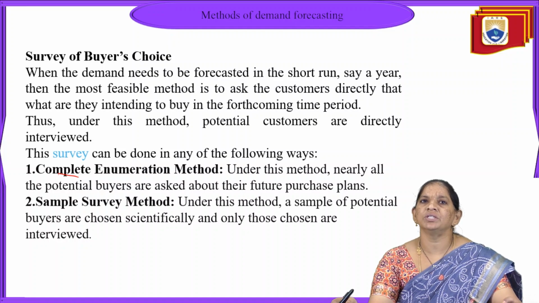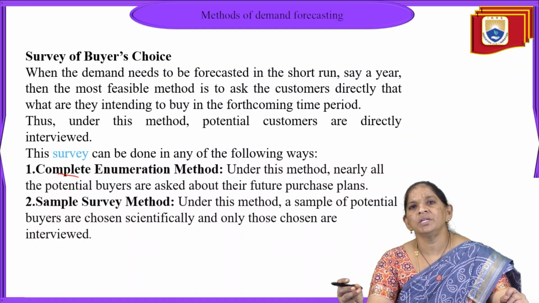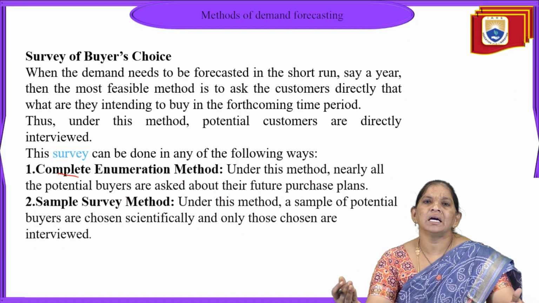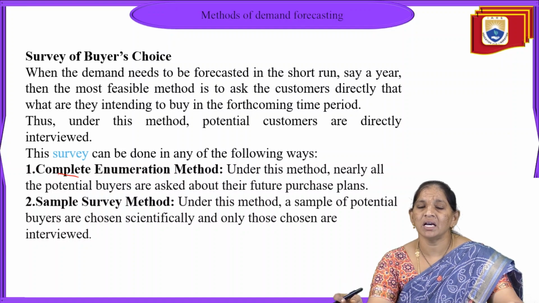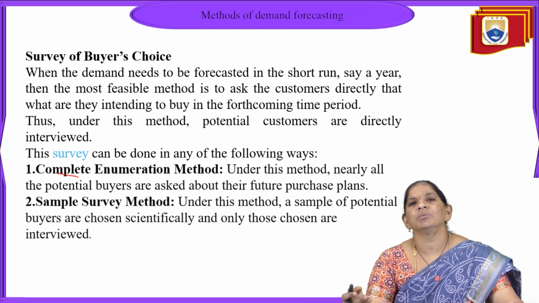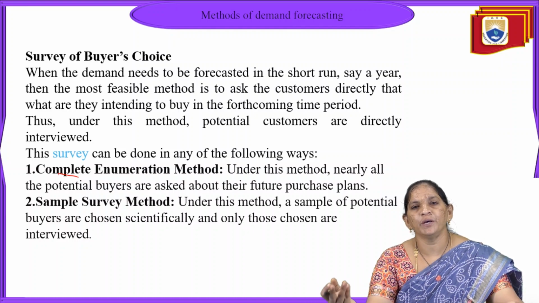Here we give a questionnaire or ask what they want to purchase in the future. In the completely enumerated method, the person goes directly to the customer and asks what you want to buy maybe next month. What is your plan of purchasing? Maybe some festival season is coming, so where do you want to spend the money?